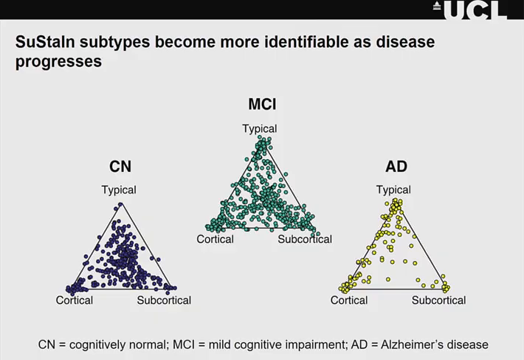Interestingly, in the MCI group, we can see that there is a subset of individuals that are strongly assigned, as well as some individuals which can't be assigned to a particular subtype.